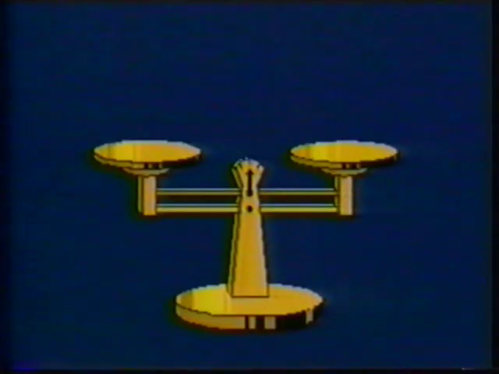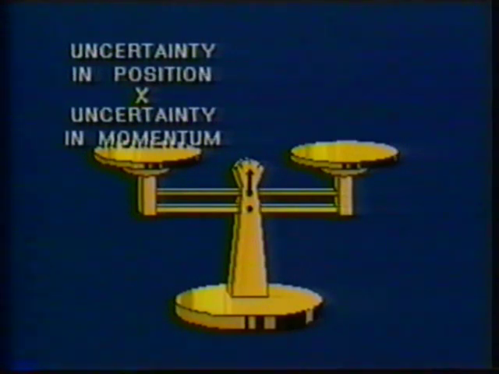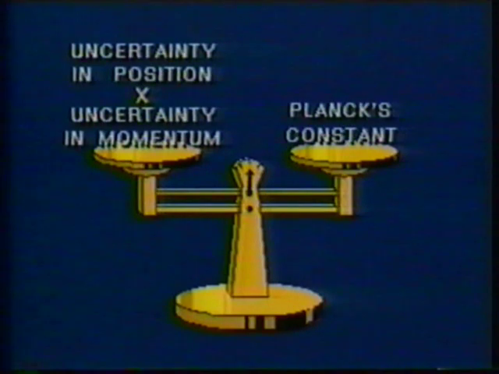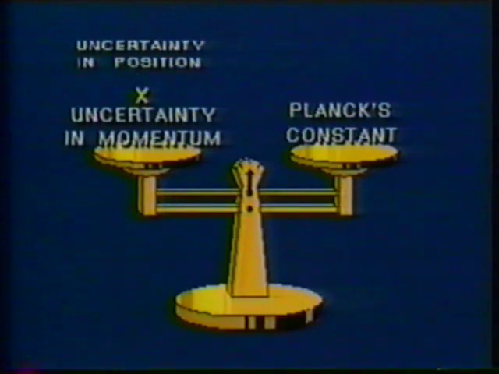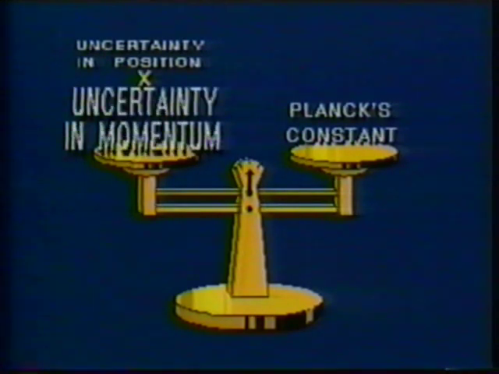Mathematically, the uncertainty principle is this: the uncertainty in position times the uncertainty in momentum equals Planck's constant. As the uncertainty about one shrinks, the uncertainty about the other has to grow to keep the equation balanced.